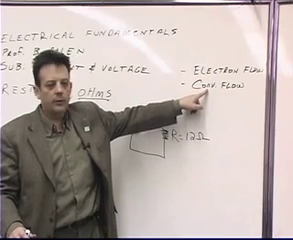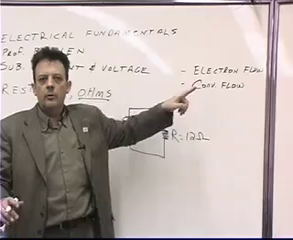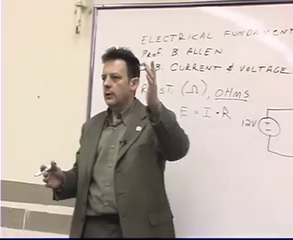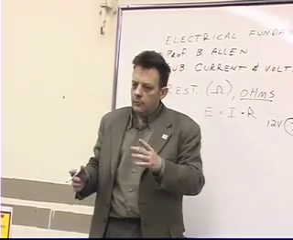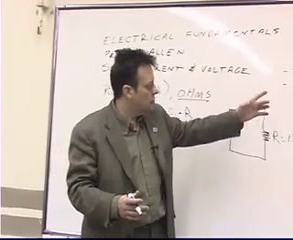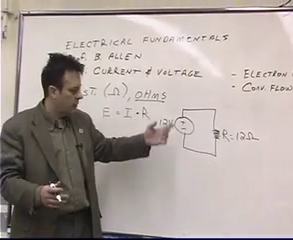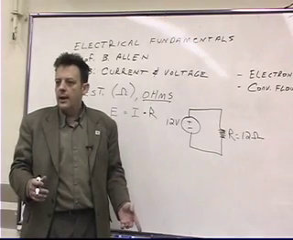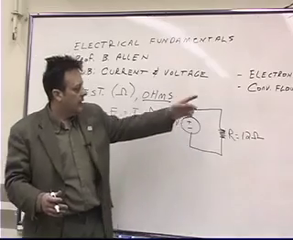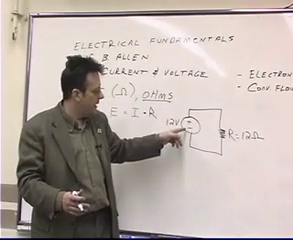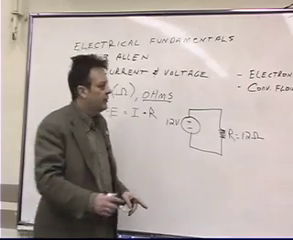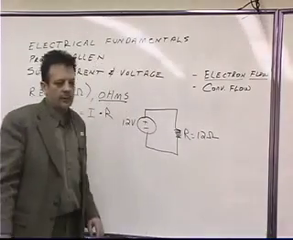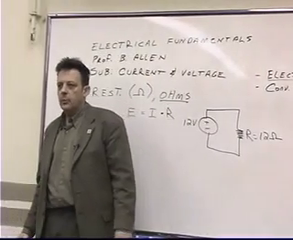The only difference between electron flow theory and conventional flow theory is which terminal the electrons leave in a battery. In electron flow theory, which terminal do the electrons leave the battery? Negative. Electrons leave the negative terminal of the battery. Okay? So this is what we are going to study, and this is what is emphasized in our book.